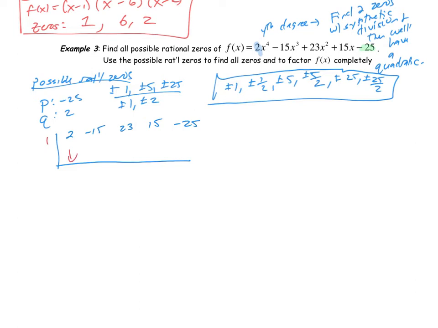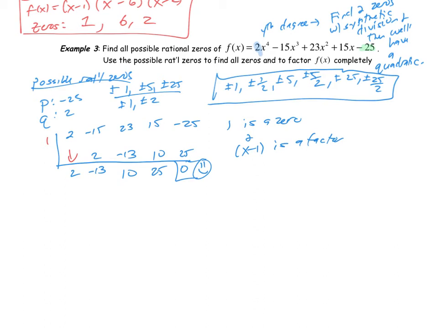So I'm going to bring down a 2. 1 times 2 is 2. Negative 15 plus 2 is negative 13. 1 times negative 13 is negative 13. 23 plus negative 13 is 10. 10 times 1 is 10. 15 plus 10 is 25. 25 times 1 is 25. Negative 25 plus 25 is 0. So the remainder is 0. So we're happy. And what have we shown? We've shown that 1 is a 0 and x minus 1 is a factor.